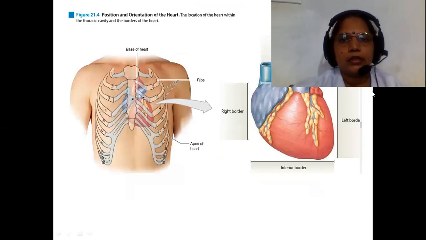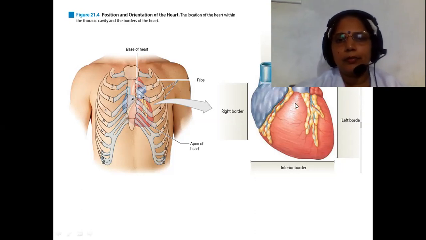Next, this is the surface anatomy part. In this surface anatomy part, you can see there are two diagrams. In this diagram, you can see the position or orientation of the heart. This is the thoracic cavity. It includes 12 pairs of ribs with costal cartilages, and the central part is called the sternum. Behind this sternum, the heart is present. Exactly what is the location or position of the heart? The heart is located in the middle mediastinum.